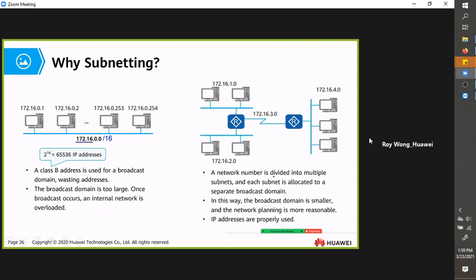A network number divided into multiple subnets. If you separate them into different subnets like this, all of them are in different groups, separated by the router. You will notice there are routers in the middle of the blocks.